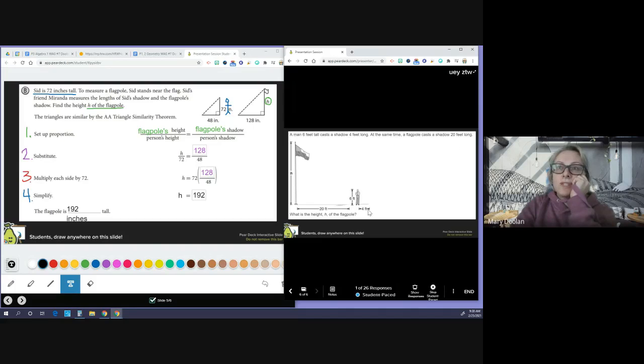All right, so this is a very similar problem to what we just had. And you're going to find the height of the flagpole. So you're going to use the last slide as an example. And you would just go through these steps. So you're going to first set up a proportion. Then you're going to substitute in the values that you need. Multiply each side, not by 72, but by whatever you need to multiply by. And then the last step is to simplify to the answer. Okay, and you want to write your correct answer using the correct units.